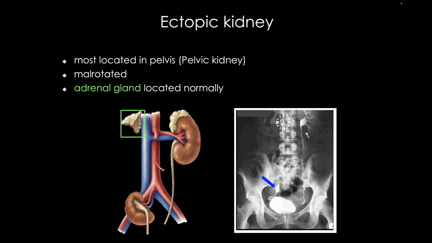Now, I did want to point out that in this case, the adrenal gland is located normally, and that's because the adrenal glands don't actually form as part of the urinary system.